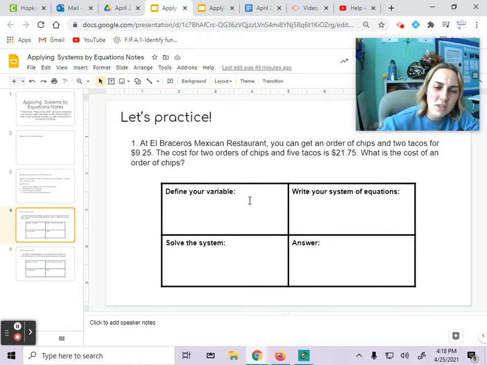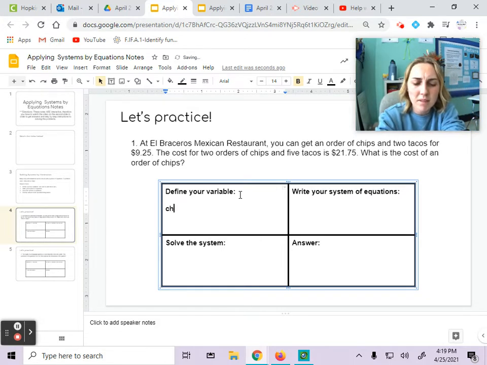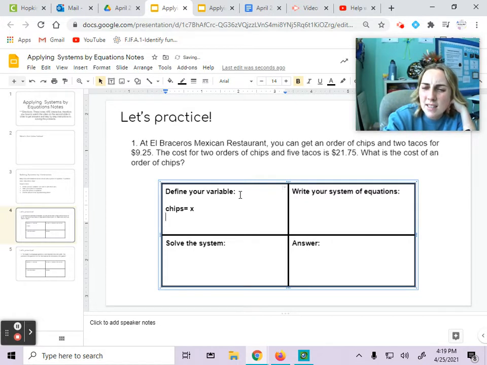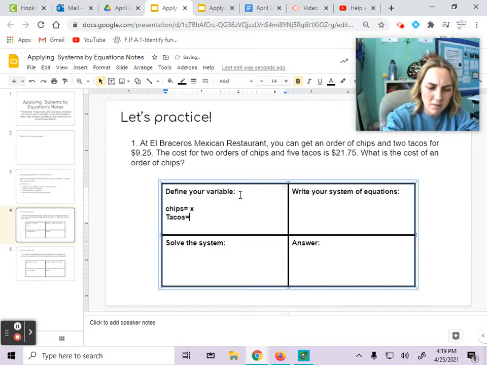All right, so first things first, it says we need to go ahead and define our variables. So this is what I'm going to say. An order of chips, just one order, is going to be equal to my x value, all right? And then it says tacos, so I'm going to say that my tacos is going to be my y value. So chips are x value and tacos are y value, and I wrote that out.